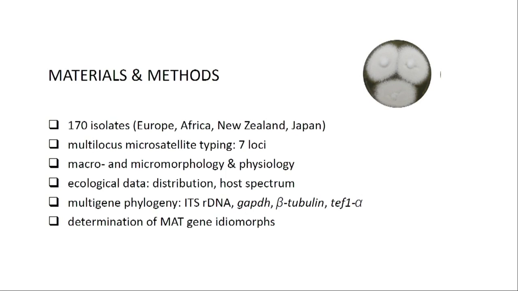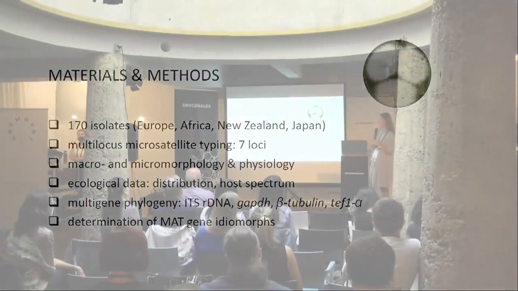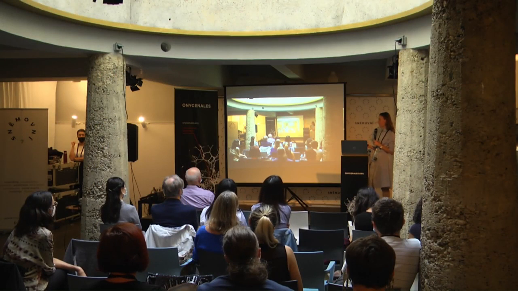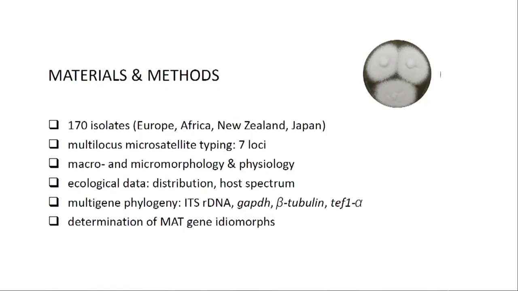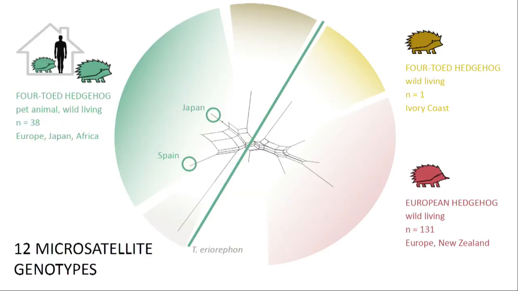We took the same approach as for the Trichophyton benhamiae complex. We collected 170 isolates from all over the world, from Europe, Africa, also from New Zealand, and a few from Japan. We used 7 microsatellite loci, and we did morphology work and multigene phylogeny.